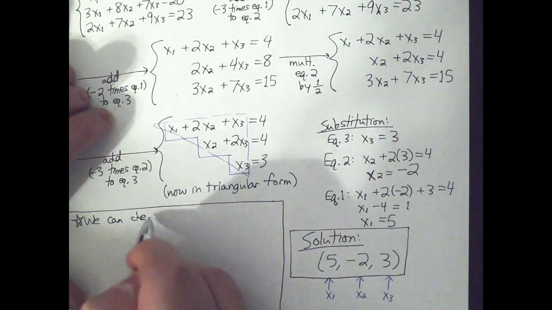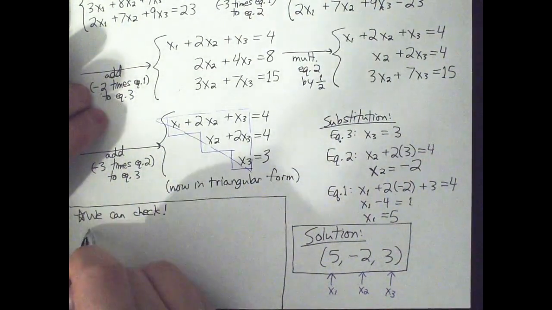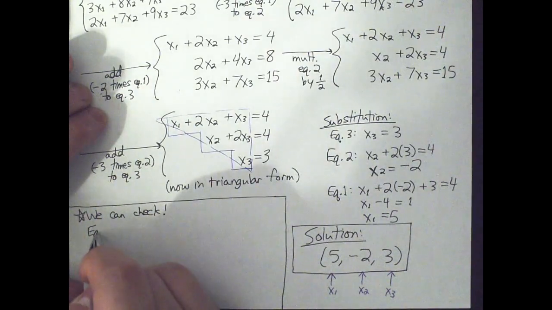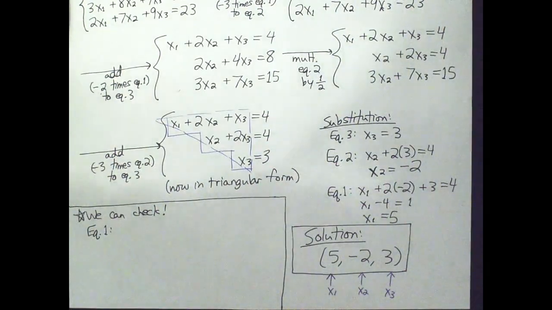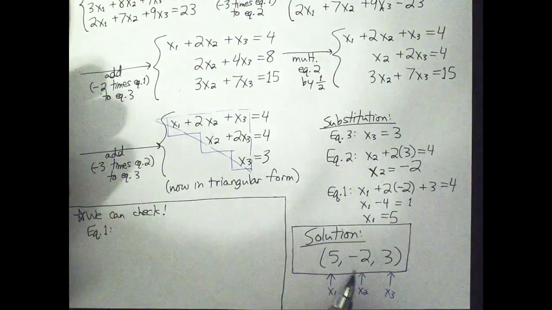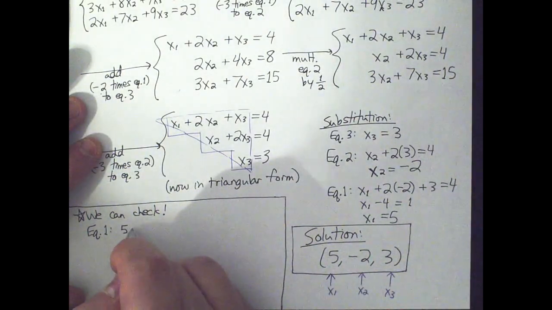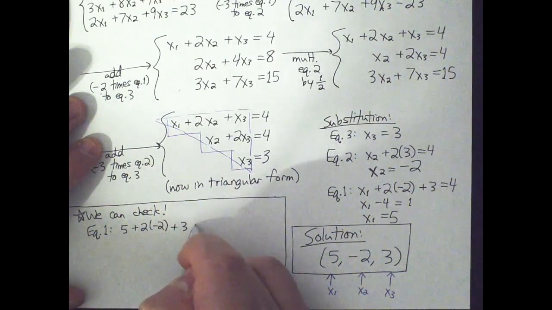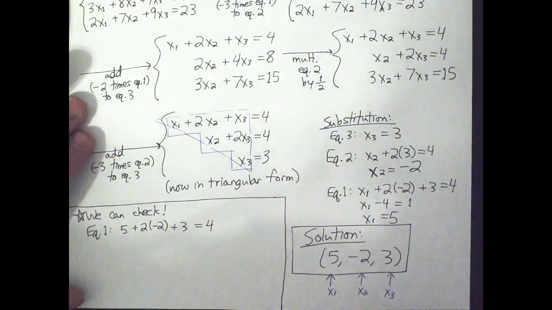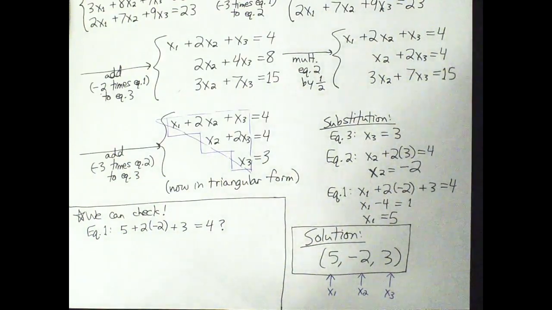We could check this answer. I mean, that's one of the nice things about math classes is sometimes you can check your answer. So I'm looking back at the original problem, not the kind of changed around systems that we did. But let's go all the way back to the beginning and try putting our answer in and see if it works. So it would say 5 plus 2 times negative 2 plus 3 equals 4. And we're checking to see whether or not this works. So I'm going to put a little question mark here. Like, is this true?